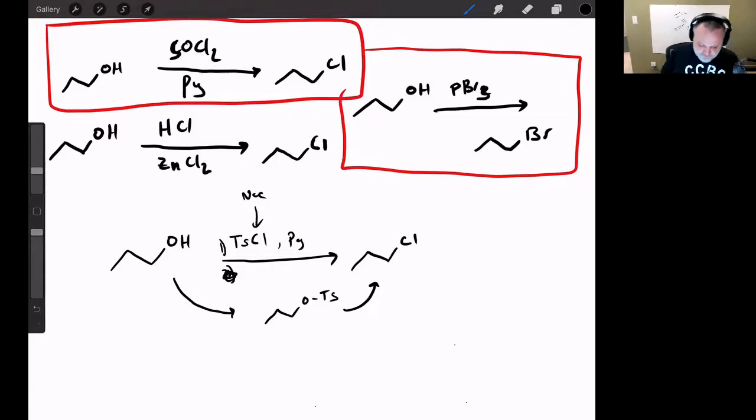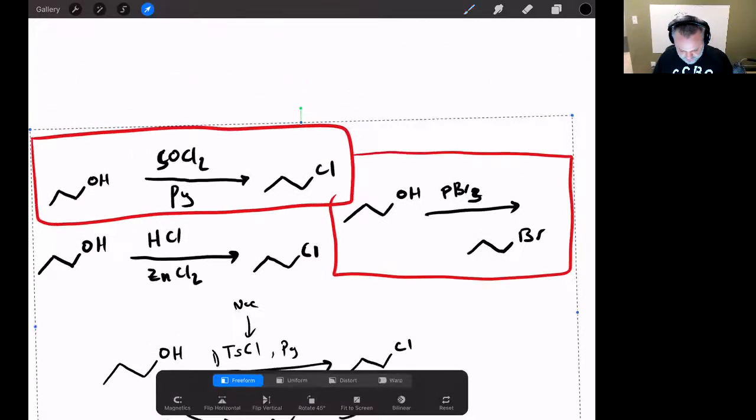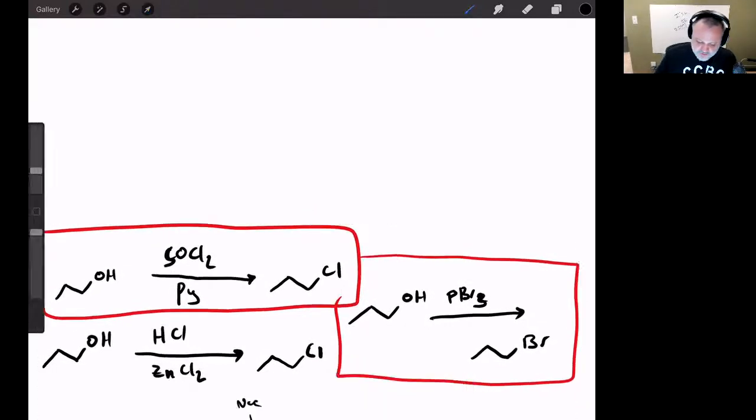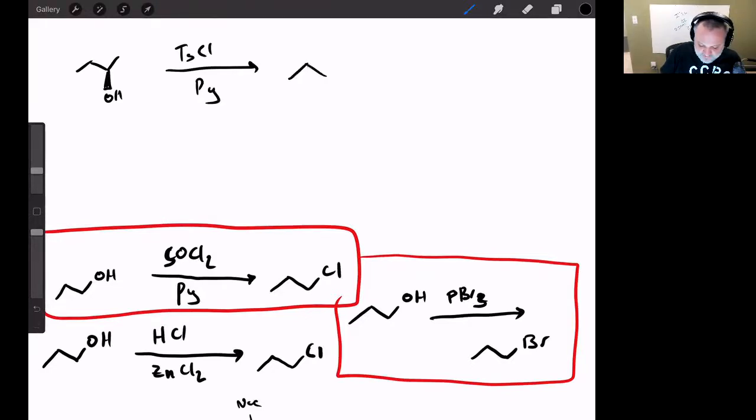Now, what happens if we do this at a secondary carbon, and that secondary carbon is a chiral center? Well, the first step, the formation of the tosylate group, doesn't do anything to the stereochemistry. But remember that since the second part of the reaction is SN2, there is an inversion in the stereocenter. And this is true for essentially all of these reactions, so just keep that in mind as you move forward.